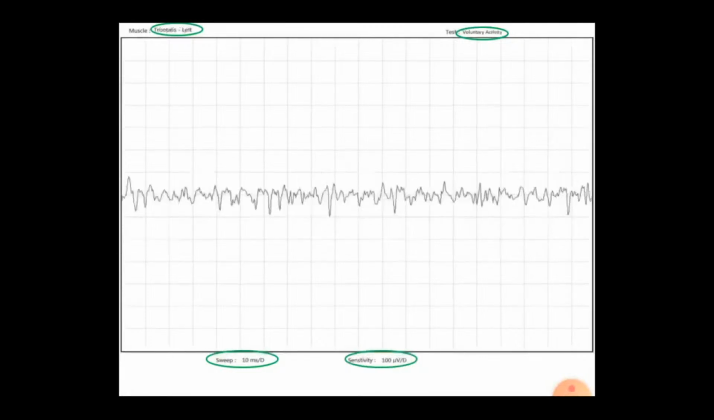And in case of this frontalis, they are hardly occupying 1 or more than 1.5 squares vertically, so they are hardly 1.5 centimeter or more than 1.5 centimeter, but definitely less than 2 centimeter. So we can say that here the amplitude is ranging from 100 microvolt to 200 microvolt.